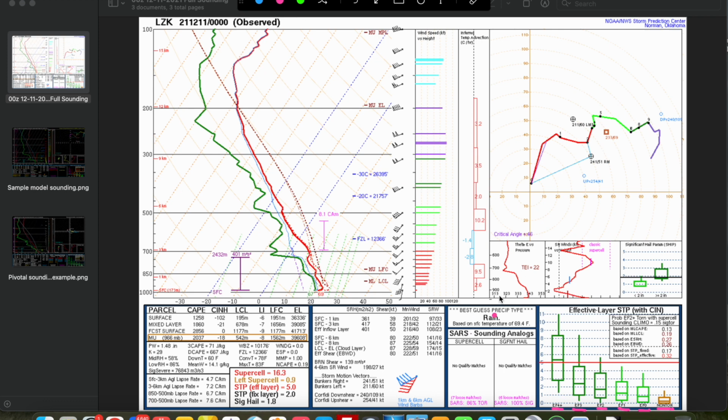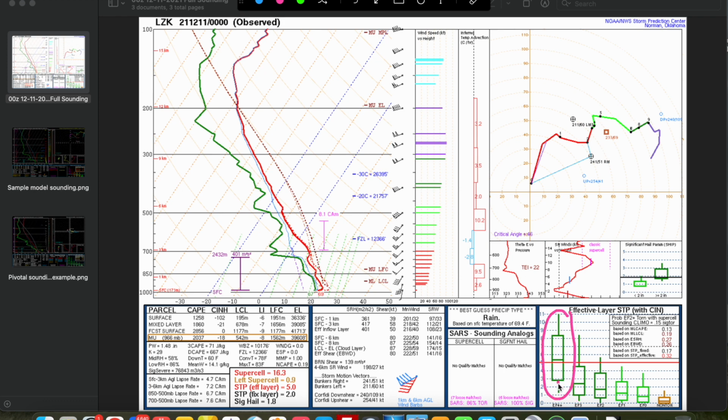It took into account a bunch of different cases, the effective layer significant tornado parameter, for a bunch of different cases of all these different types of tornadic events. And it plotted it in these box and whisker plots on this graph. If you're not familiar with box and whisker plots, we'll take a look at this box right here.